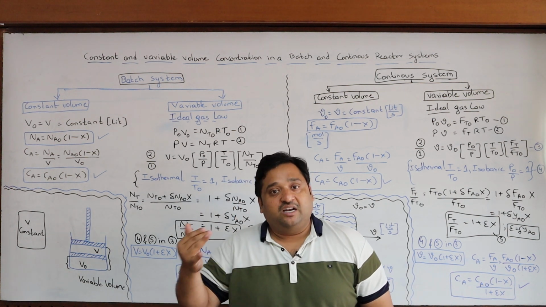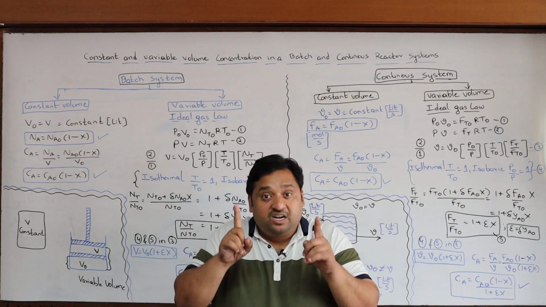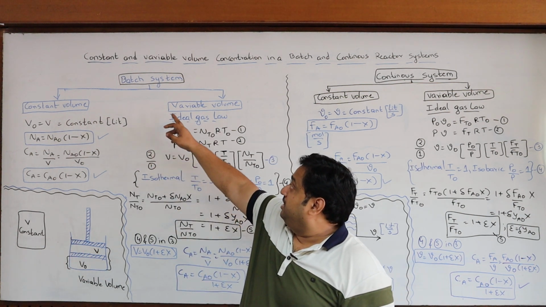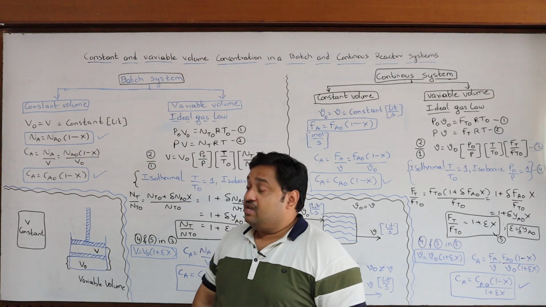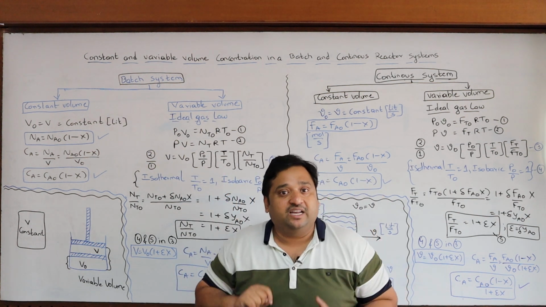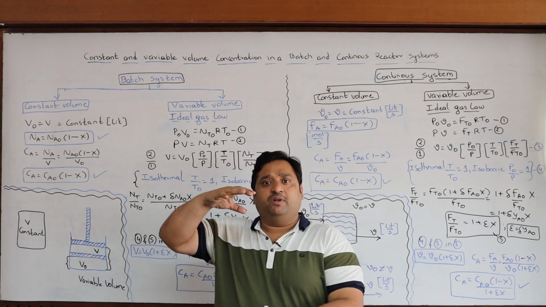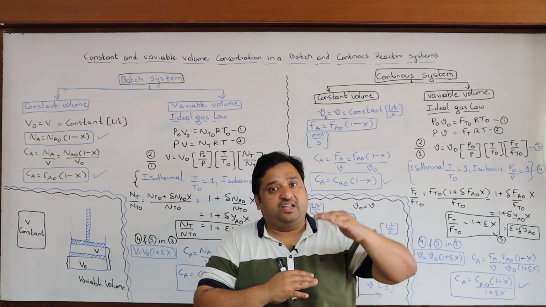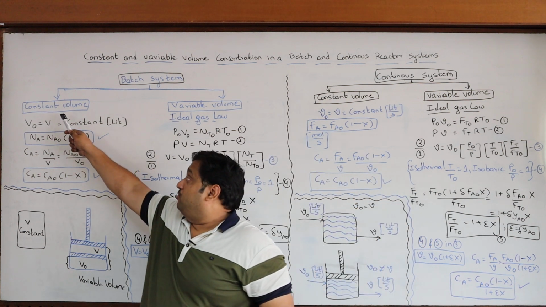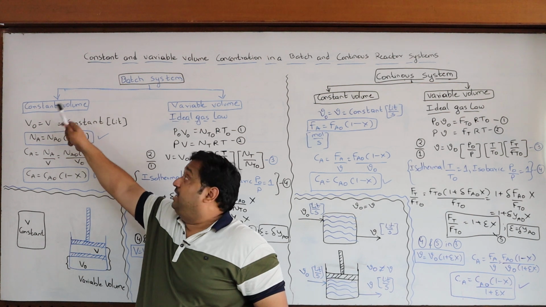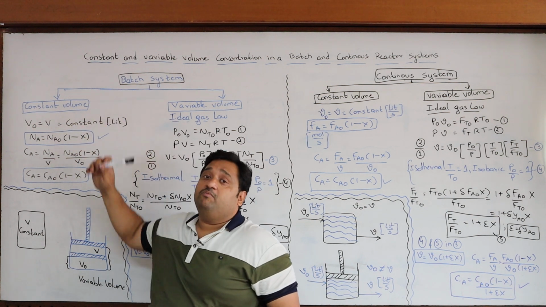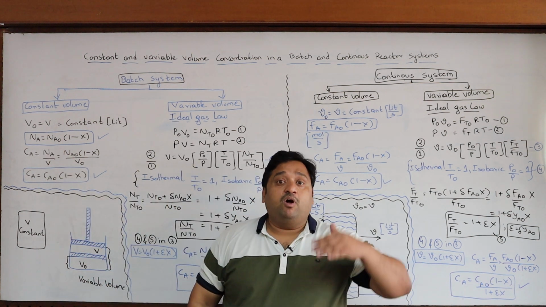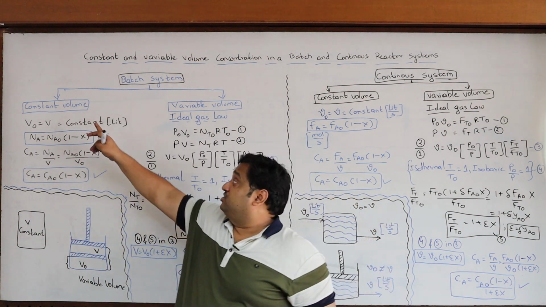Our agenda is to find out the concentrations, and let us first talk about the batch systems. In batch systems, 2 categories will come. One is constant volume, that means the volume of the reactor is fixed, and second is where the volume of the reactor can vary, okay. The first category in batch systems is constant volume reactors or reactions. I mean, volume will not change, because we are talking about constant volume.